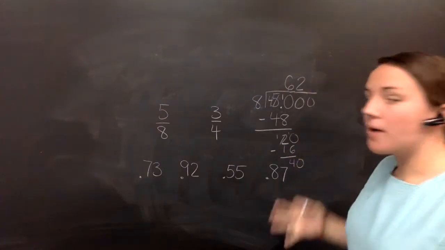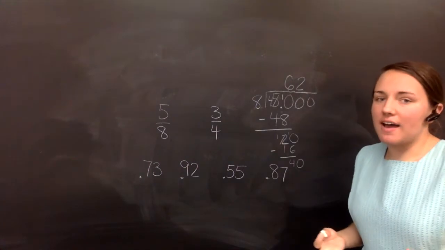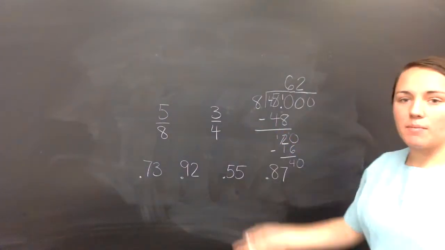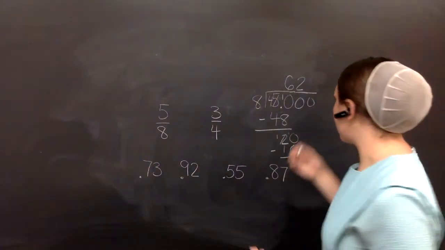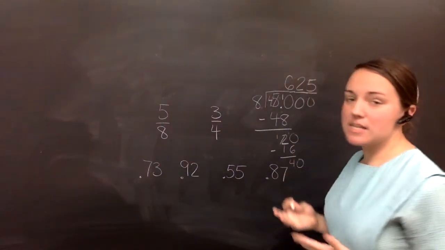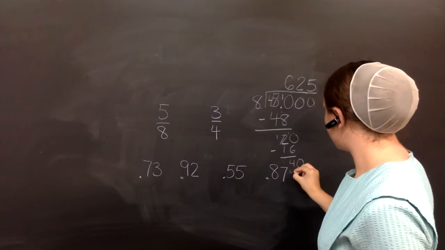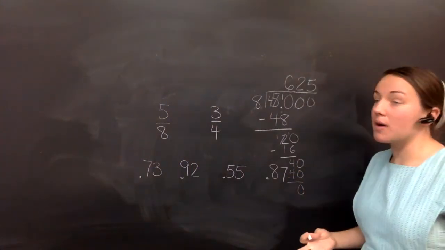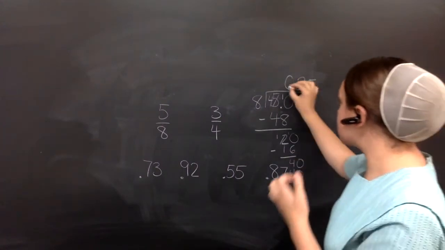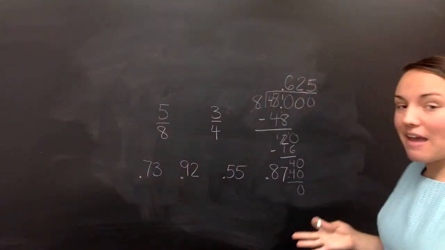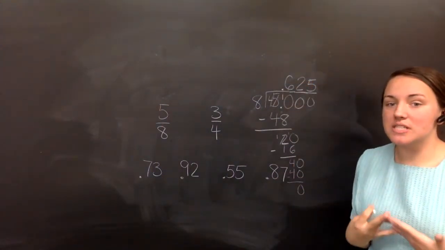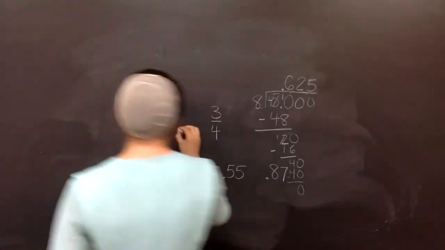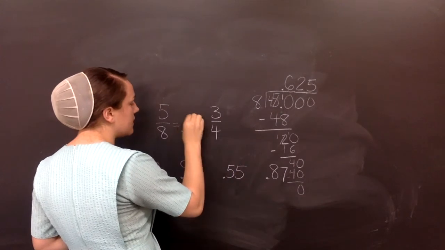Now again, our problem did not terminate or divide out evenly yet, so we need to divide again. 40 divided by 8 is 5. 8 times 5 equals 40. So if we subtract, we are left with 0, and now our problem terminated. So if we add our decimal point up here, now we have our fraction, 625,000.